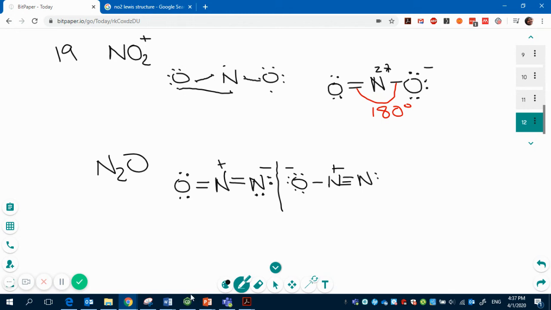Now, my tendency is to think that this structure here is slightly better because it has the lone pair on the oxygen, the extra lone pair on the oxygen, the negative charge on the oxygen. But that doesn't necessarily mean that that's really going to be the situation. It'll be a hybrid. But in both cases, the bond angle is still going to be 180, and it's going to be linear.